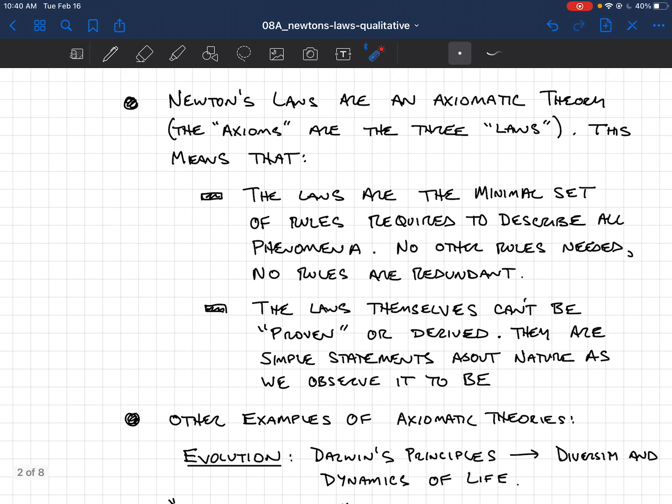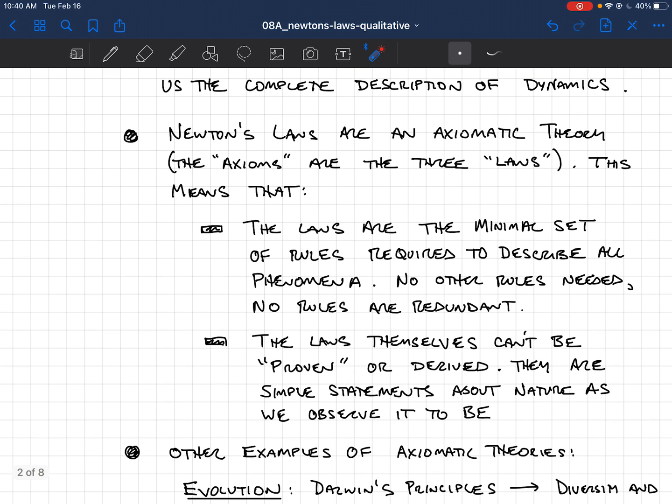So we say that Newton's laws are an axiomatic theory, and let's just talk for a moment about what that means. You might have heard of axiomatic theories or axioms in mathematics, like for geometry, there are these rules about parallel lines or intersecting lines or triangles. Basically you come up with a few simple rules, which then you can use to understand everything about the theory, to prove other things.